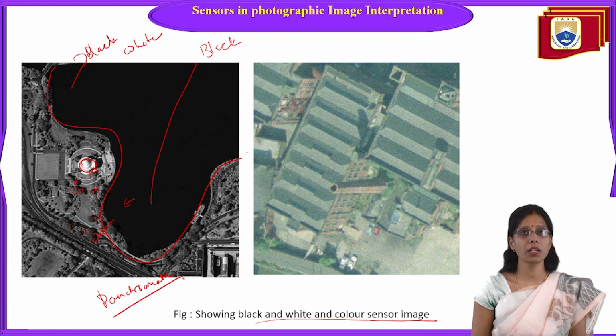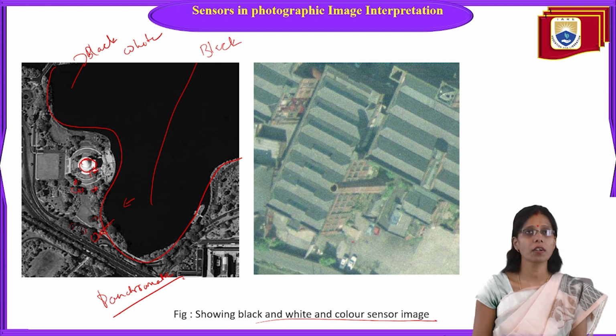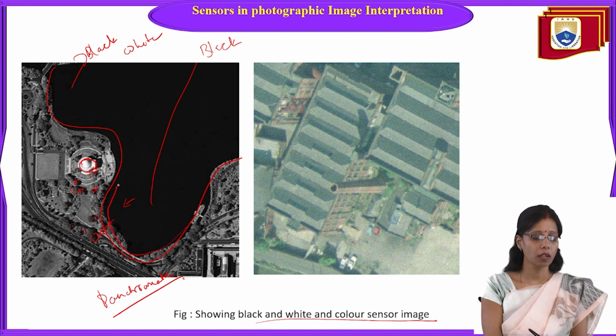Because the water body will not be in a regular shape if it is a natural water body. If it is man-made, it can be a pond, or a tank, or a dam, so it will be in somewhat of a shape. But here, an irregular feature means it's a water body, and that too it is totally dark in color.